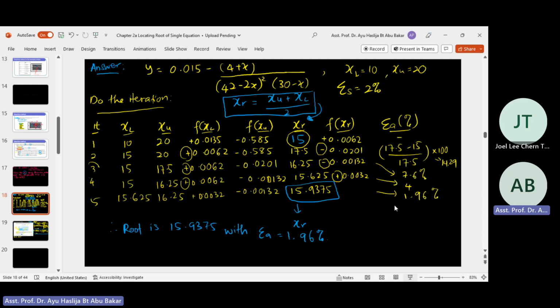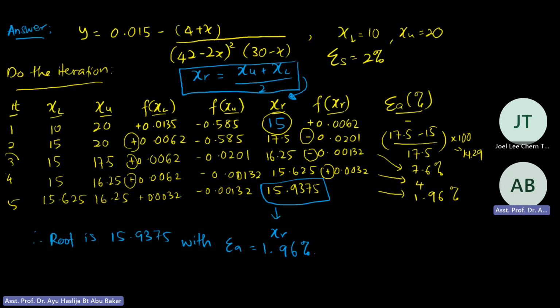Can you find out this one from the previous lecture? Last class we discussed the bisection. In bisection, we need to find the XR using the equation. Using the equation from bisection, in this example we get the XR is 15.9 something, with the stopping criterion of 1.96.